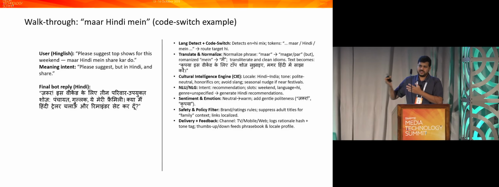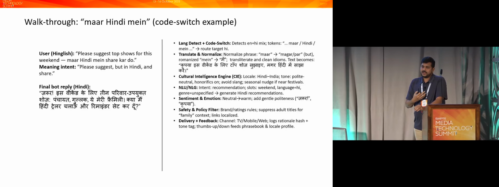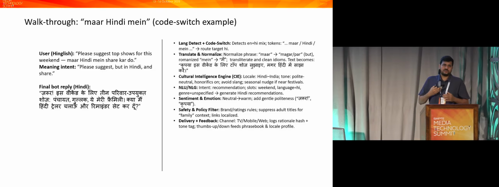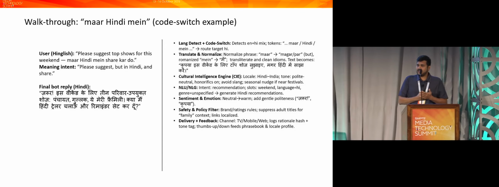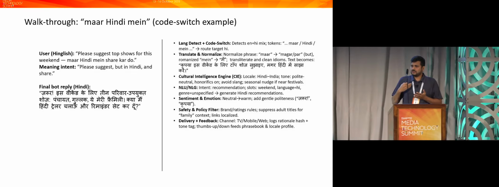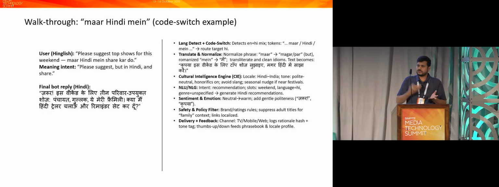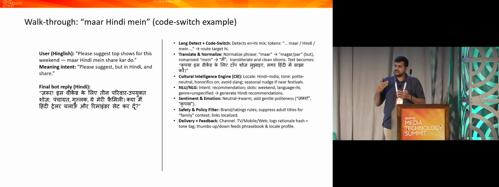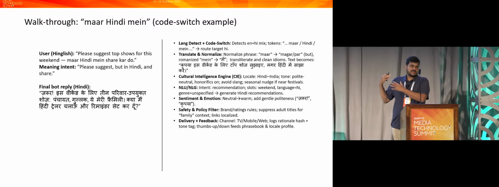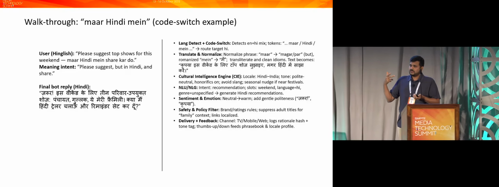And after that, you have the cultural intelligence engine, where it says, since it is Hindi, it has a certain way of expressing politeness and honorifics. So it would add those, and the NLU and NLG would detect the intent. Like here, the intent is to give me the latest shows, so something related to bringing the latest shows. So the intent is recognized. And also the NLG subsection would pick up the template and populate the things that are needed.